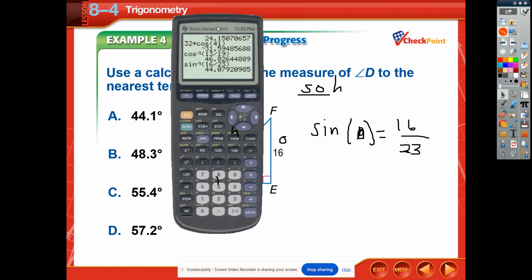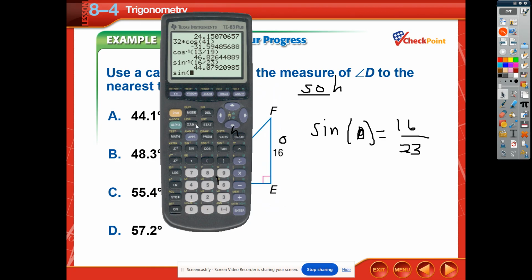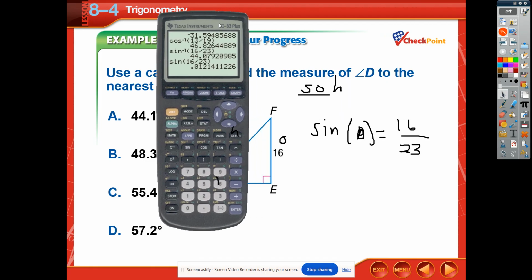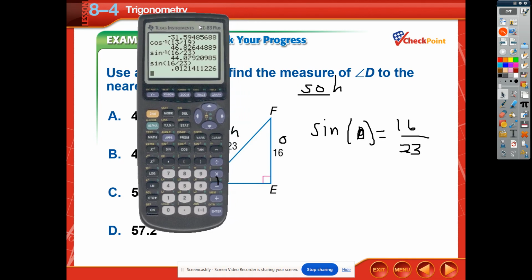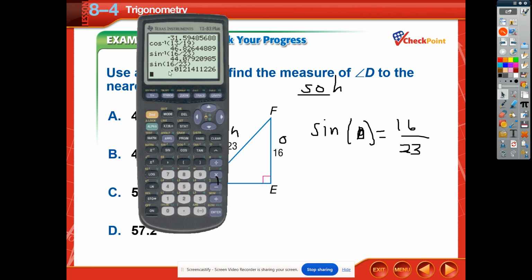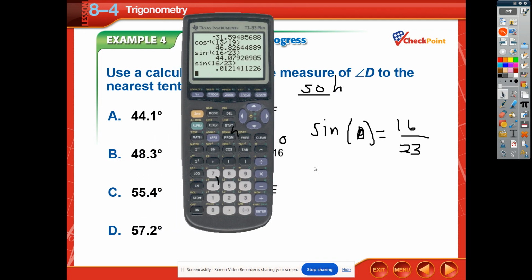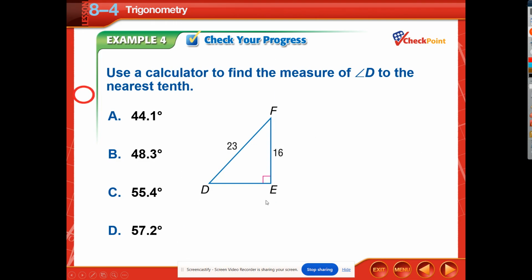I just want to show you what might happen if you forget to do sine inverse. So let's say you were rushing through these. You were like, okay, that's opposite over hypotenuse, so we're going to do sine 16 over 23. Close it, hit enter. This should be a red flag, right? Because a 0.01 degree angle is not really even close to a measure of an angle. That is extremely small. So if you see something extremely small or something that just seems off, make sure that you're doing the sine inverse and not the regular sine. All right, answer is A.